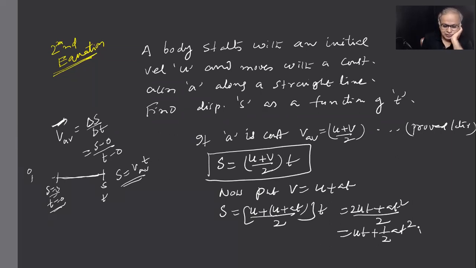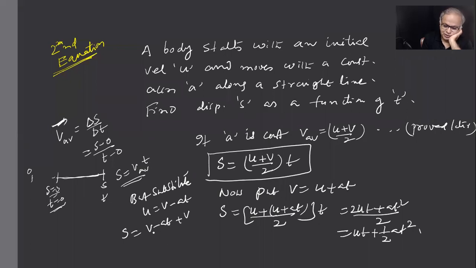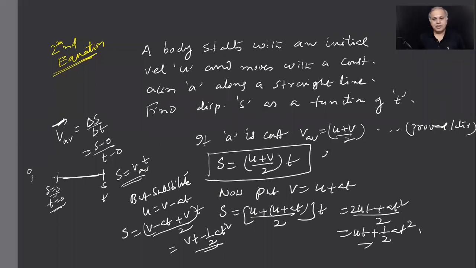All right. But substitute what? u equals v minus at. If I do that, s will be (v minus at) plus v, into t by 2. Isn't it? So this will be vt minus half at square. This way, this way, this way, all the three ways we can directly use them in problems.